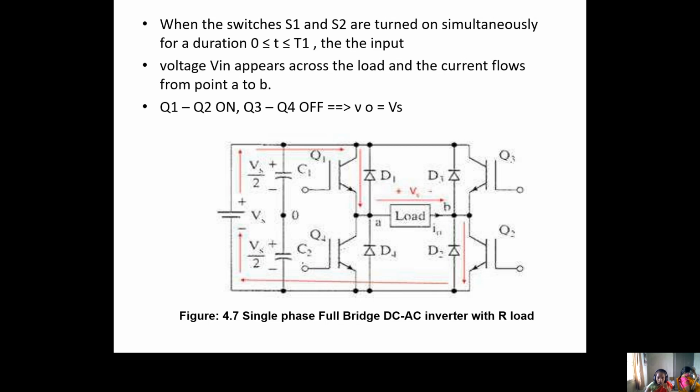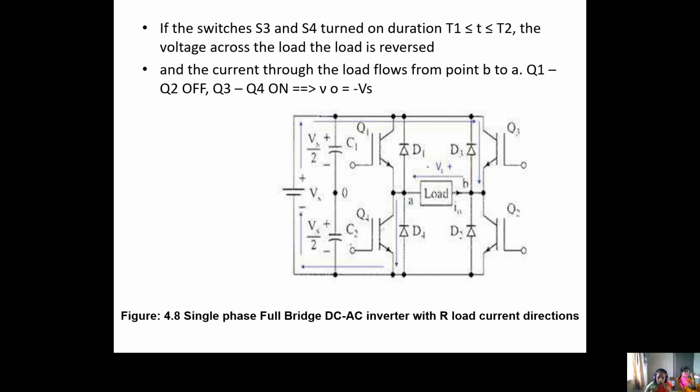So here Q1 and Q2 will be turned on simultaneously. The current flows from Vs to Q1, Q1 to A to B, and B to D2, and D2 to the source. So the current flowing will be like this.